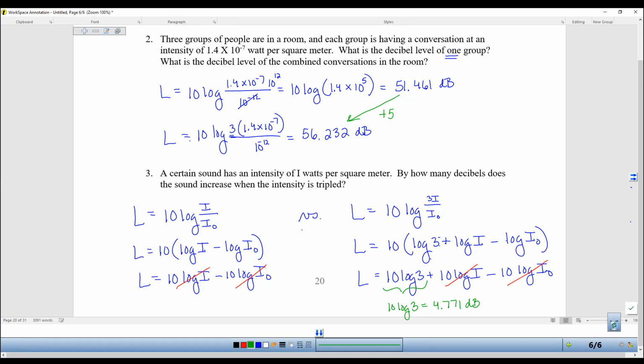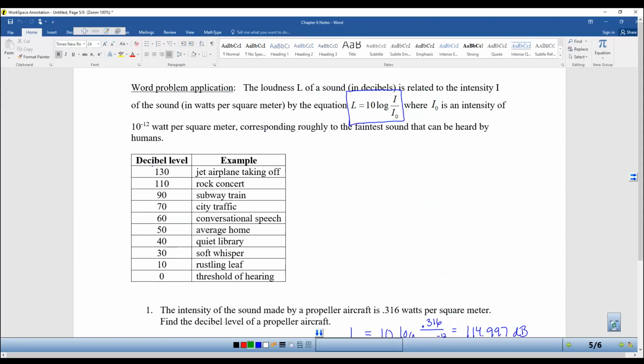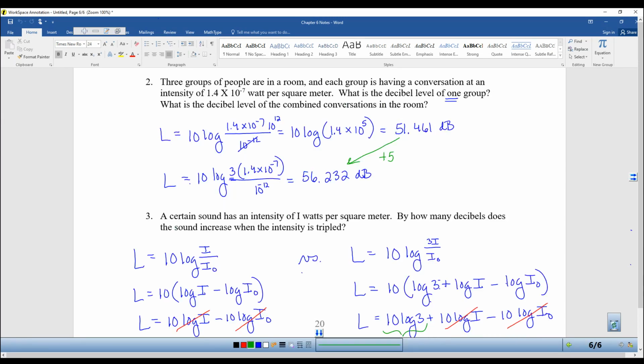So no matter what sound, this is actually so cool, what sound you triple the intensity of, it doesn't matter if it's a jet airplane taking off. If you have 3 jet airplanes taking off at the same time, now it's just going to be 135 decibels. If you have conversational speech, but then 3 times as many people, it doesn't suddenly become 180 decibels. It just becomes 65 decibels. And we just figured that out by using our expanding and then comparing the two answers.